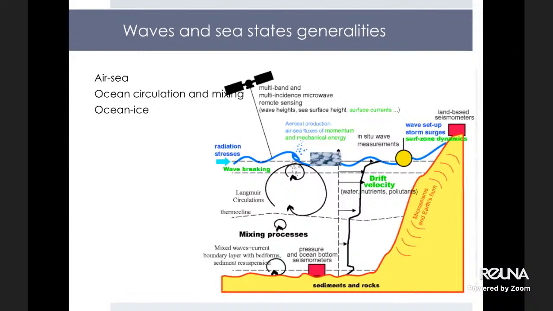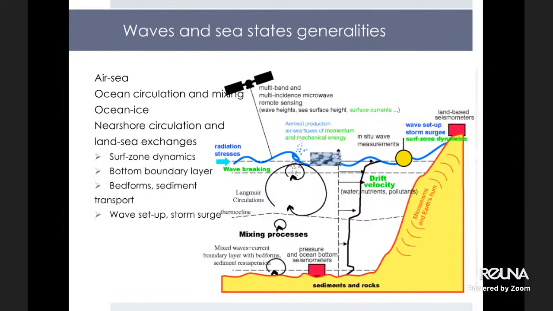Waves also have interaction with the ocean sea ice. Indeed, waves can propagate through the sea ice and induce mechanical forces in the sea ice that can, for example, help breaking it. But also the sea ice has impact on waves, limiting their propagation and dissipating them.